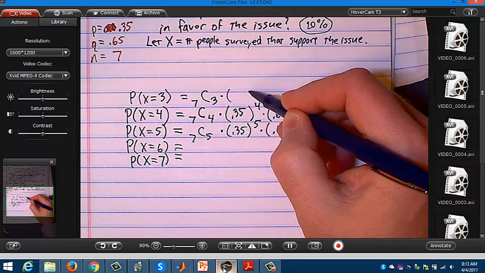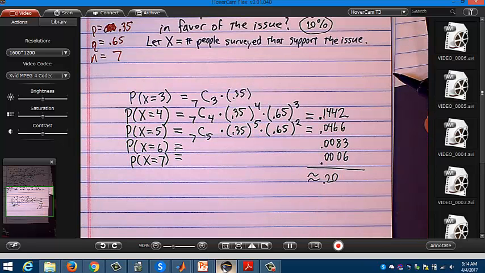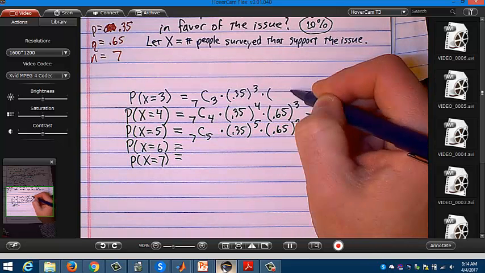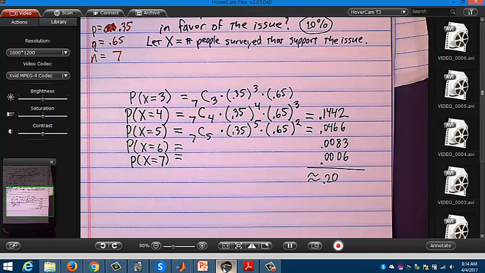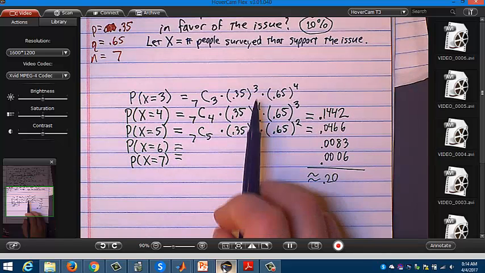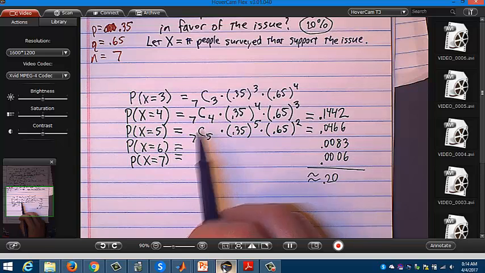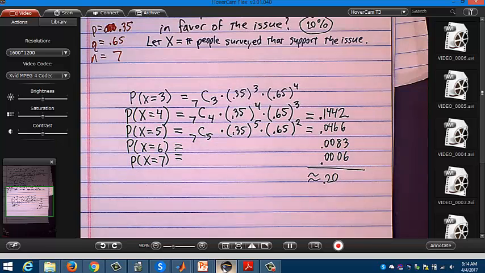Times, and then we're going to do 0.35 to what power? To the third power, that's right. And then we're going to do times 0.65 to what power? To the fourth power. Because basically, these two exponents always have to add up to what? Yeah, whatever n is. N is the number of times you repeat the experiment.